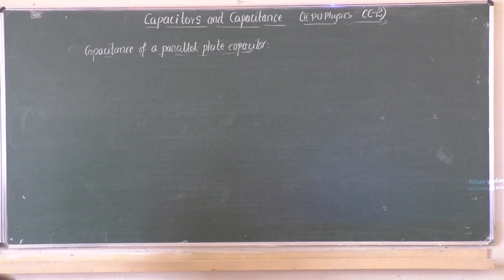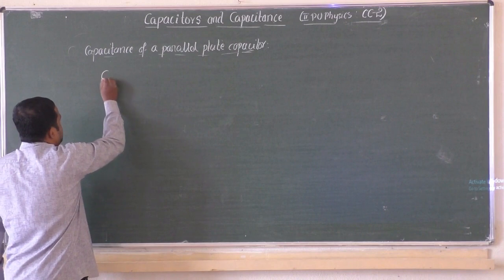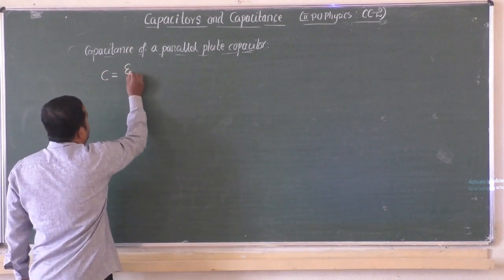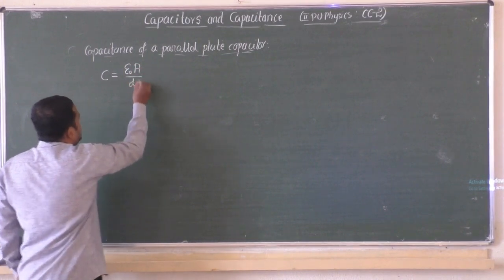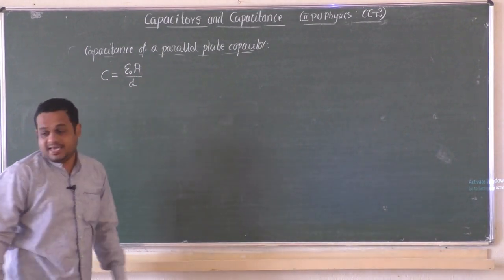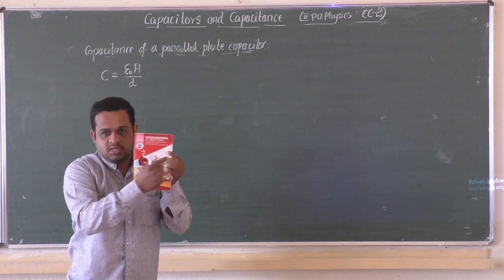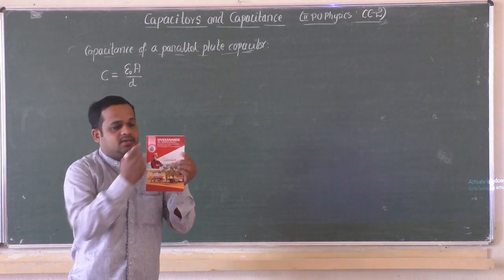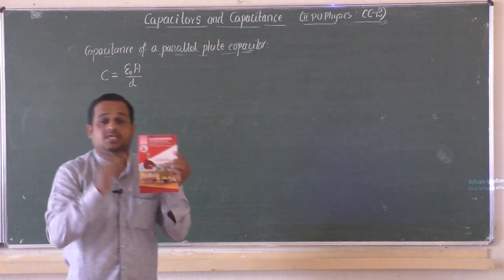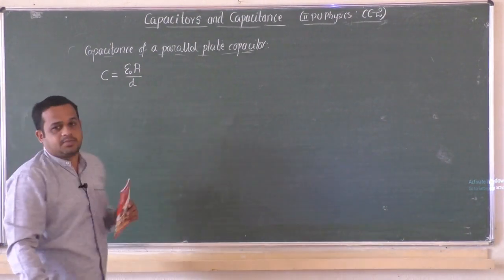Now the expression we got in the last derivation is, capacitance of a parallel plate capacitor is given by C is equal to epsilon naught A divided by D. Here epsilon naught represents permittivity of free space, A represents area of each plate. If this is the conducting sheet used in manufacturing a capacitor, then this area is area of the plates. Area of the plates will be same for both the plates of the capacitor. D is the separation between the plates.